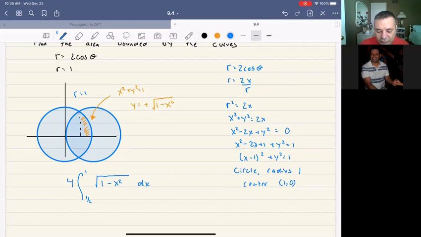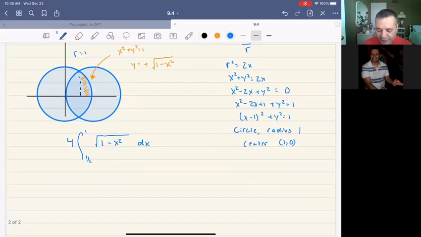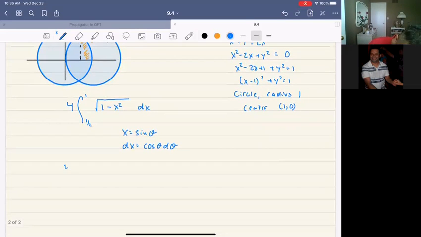Okay, well, how do you do that? You do that via normal trigonometric substitution, right? So you're going to let x equals sine of theta, dx equals cosine theta d theta. Okay, so you're going to have 4 integral from 1/2 to 1.